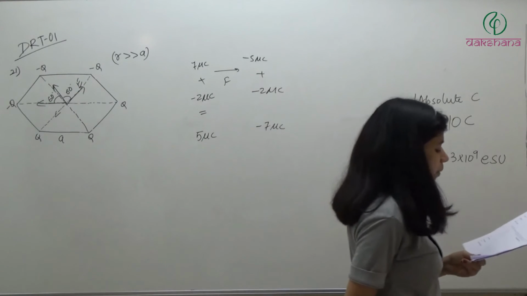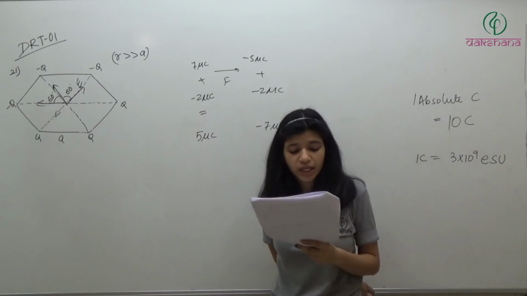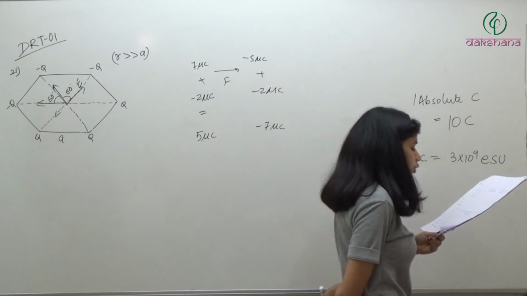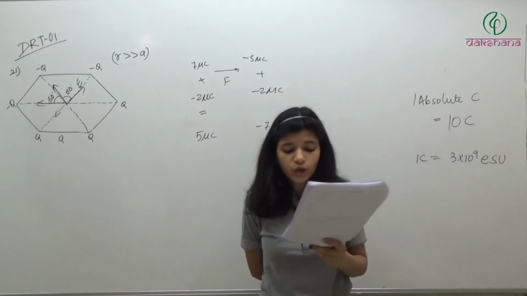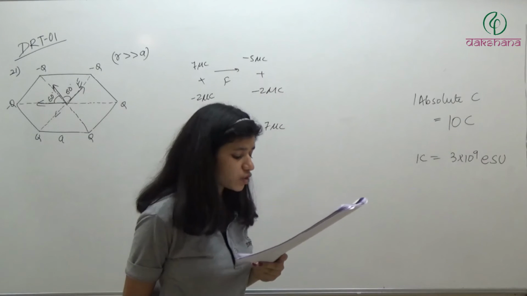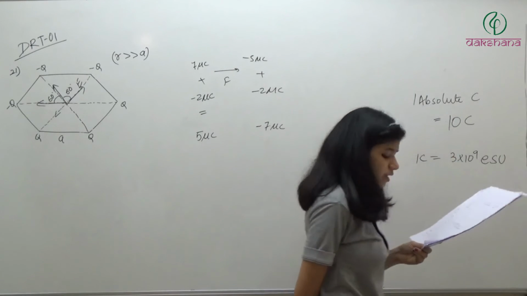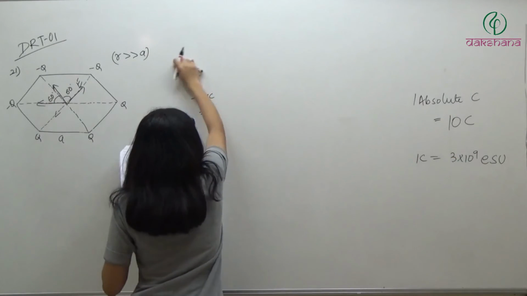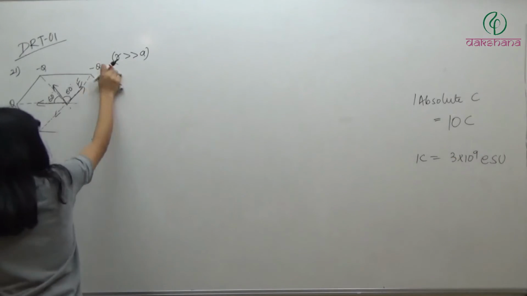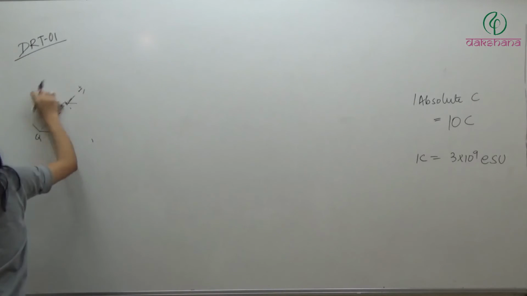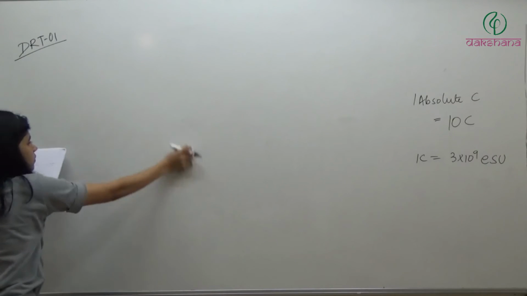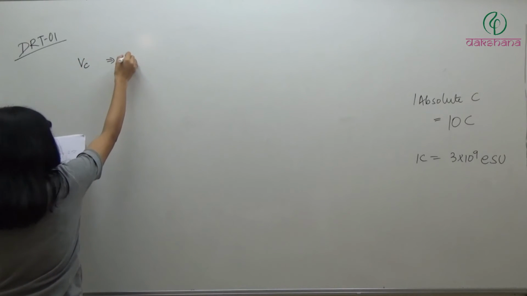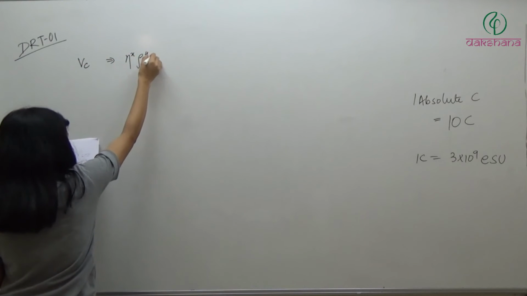Question number 29. If dimensions of critical velocity Vc of liquid flowing through a tube is expressed as eta to the power x, rho to the power y, r to the power z, where eta, rho and r are coefficient of viscosity, density and radius of tube respectively, the value of x plus y plus z is. So this is a question of units and dimensions. You should know a little about eta and so on, then we will be able to do it.